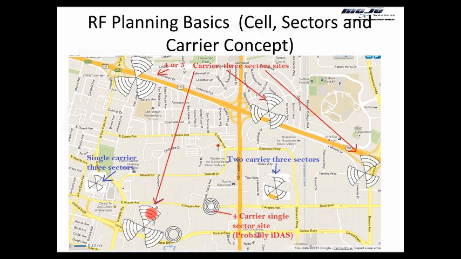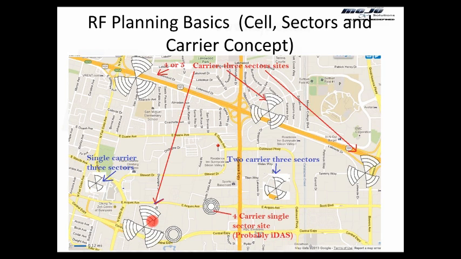So each sector has a unique identity, but carriers are identified by UARFCNs. So cells are identified by cell ID and PSC or PCI.